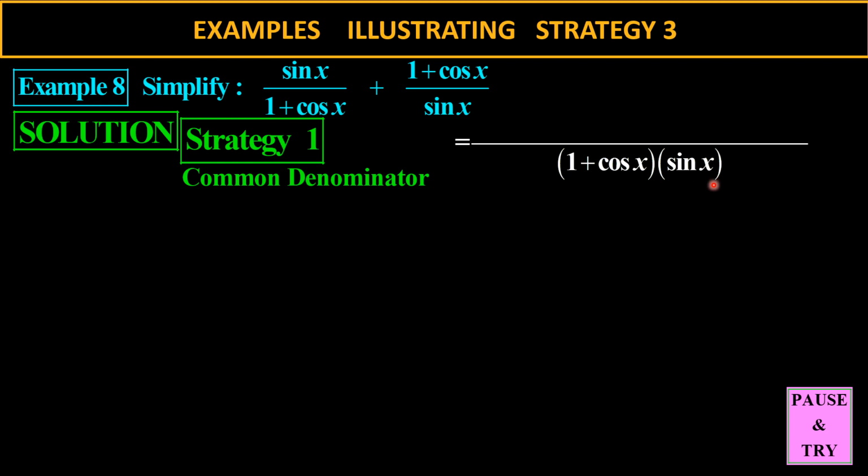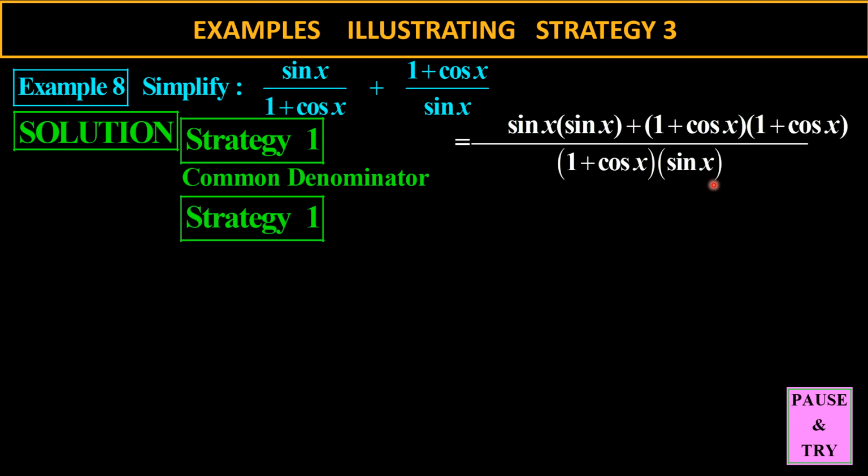Now I get the numerator. So that's going to be sin x with sin x, and then 1 plus cos x times 1 plus cos x. Okay. Now if I look at that again, always go back to strategy 1. No like terms, but there are brackets, so I can remove the brackets. Expand.